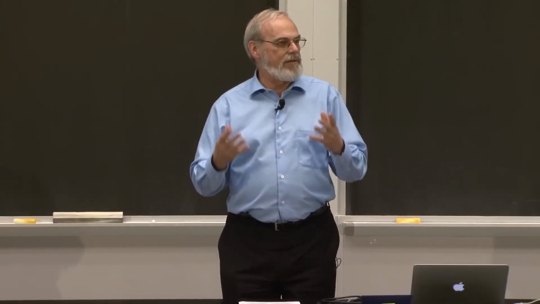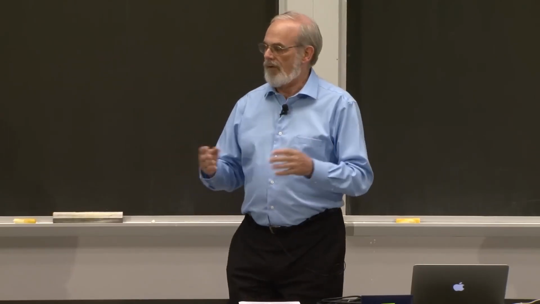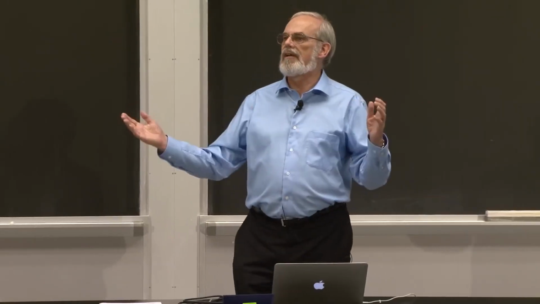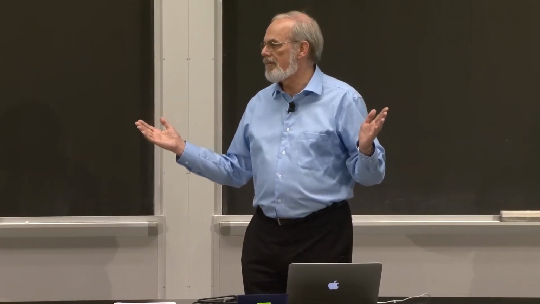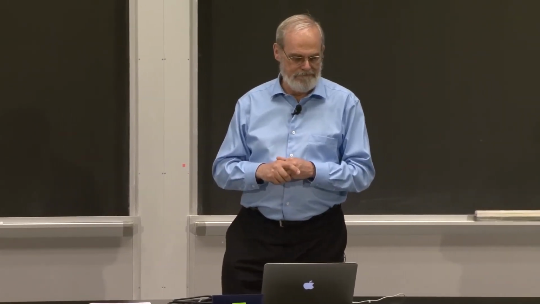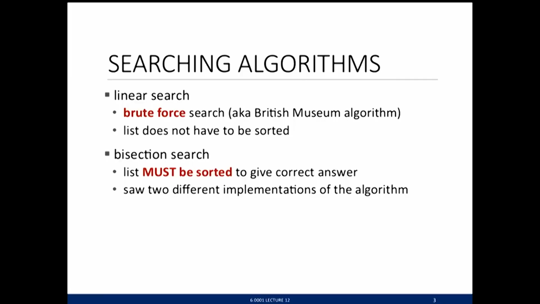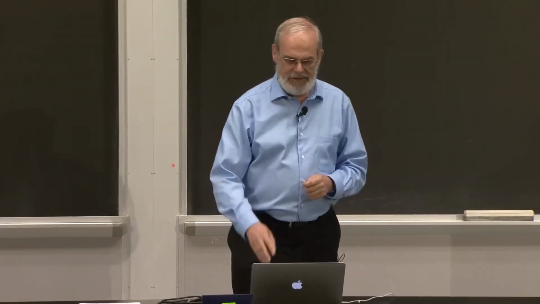What we saw is that the worst case behavior is linear. In the worst case, the element's not on the list, I got to look at everything. So it's going to be linear in terms of complexity. And then we looked at bisection search, where we said the list needs to be sorted, but if it is, we can actually be much more efficient because we can take advantage of the sorting to cut down the size of the problem. And I'll remind you of both of those.